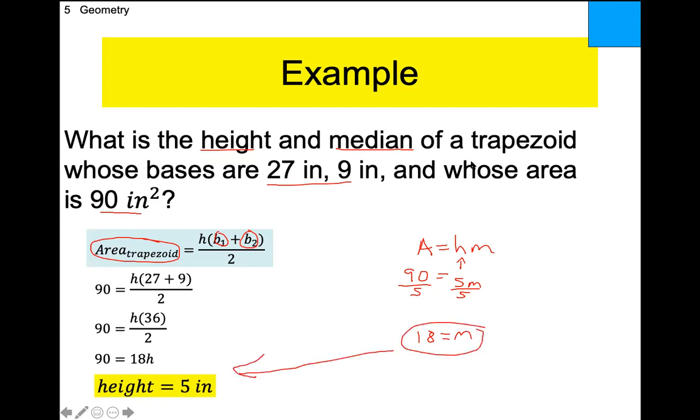That was pretty easy. Wouldn't the median just be 27 plus 9? Because I remember in the formula it says height times base plus base over 2. 27 plus 9? Yeah, that's 36. But you got to divide by 2. Oh, okay, yeah.